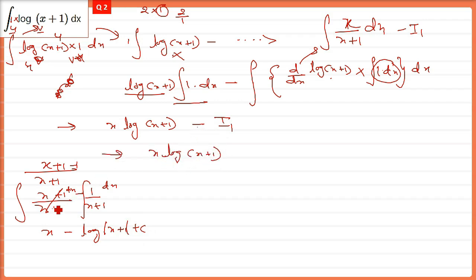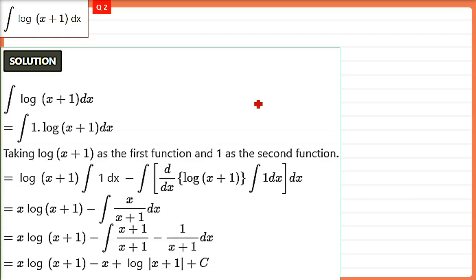x log x plus 1 remains like this, and I1 has become, because the negative sign is there, so we are changing the sign and then writing x plus log modulus of x plus 1 plus constant of integration. So this is your final result. So this is the way we are going to solve that. You have to mention log x plus 1 was taken as the first function and 1 as the second function. You have to mention it. Other things I have explained to you already.